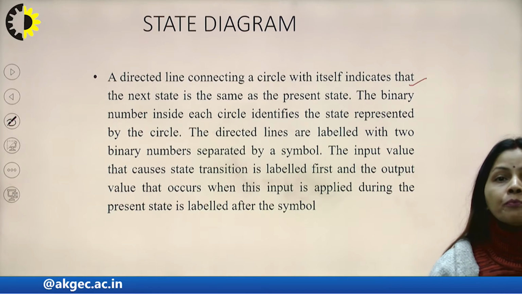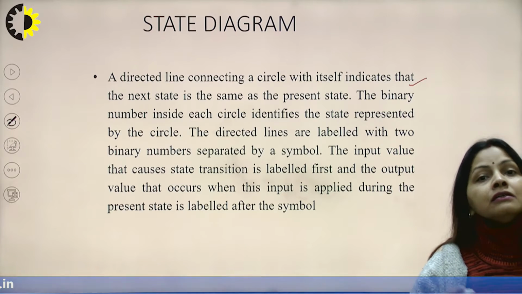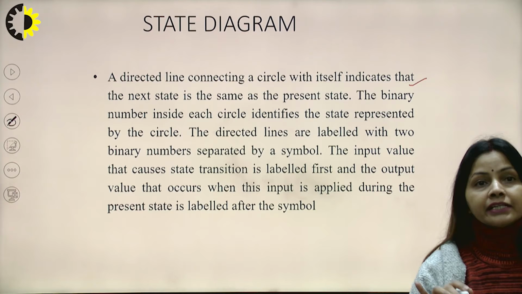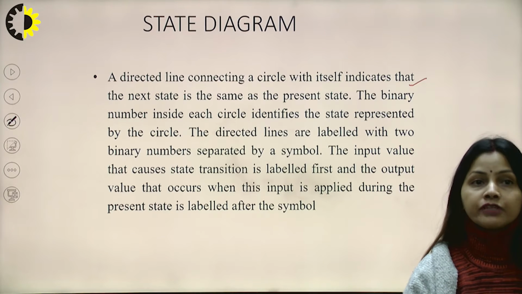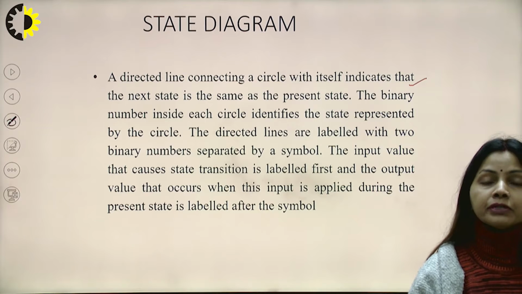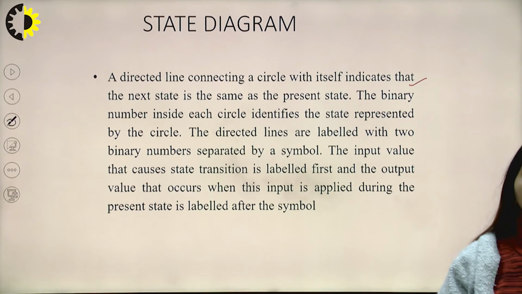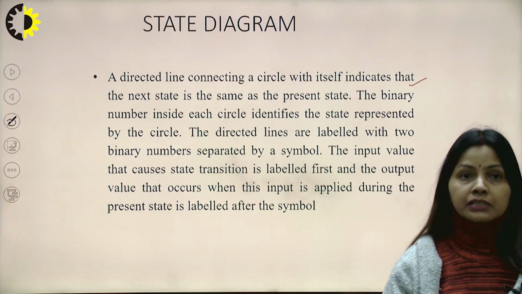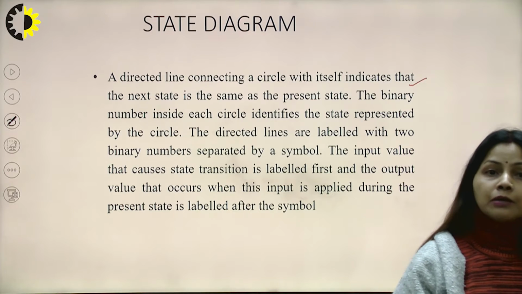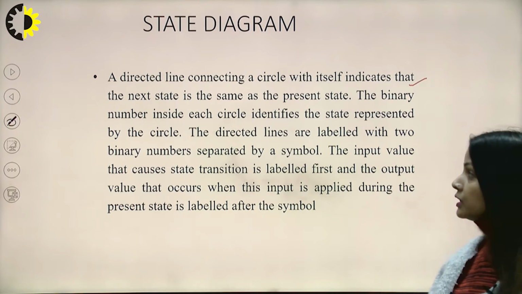Now, the binary number inside each circle, or the alphabet written in the circle, represents the name of the state. The directed lines are labeled with 2 binary numbers separated by a symbol. The input value that causes state transition is labeled first, and the output value that occurs when this input is applied during the present state is labeled after the symbol.